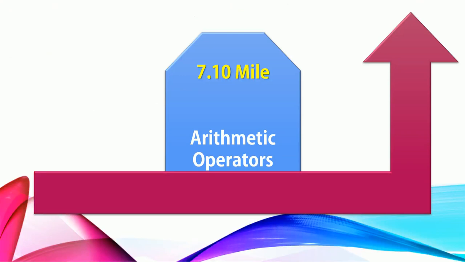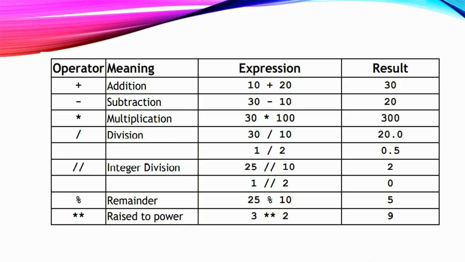So let's see mile 7.10, arithmetic operators. In arithmetic operators, for addition we need the plus operator. For subtraction we need the minus operator. For multiplication, star. For division, single divide. Suppose we use 30 divided by 10, we'll get 20.0, a floating number every time if we use the division operator.